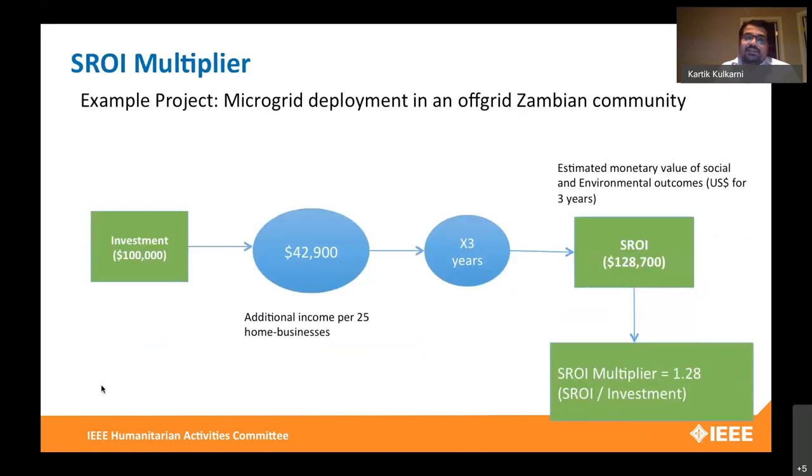If you assume that your project, which is a microgrid, can sustain for at least 3 years, then you can multiply this by 3 and say that you have created, because of this project, social returns of $128,700. So this ratio of 1.28, which is SROI divided by the investment, becomes apparent. Now, this is one very simplistic example of how you can quantify the impact that you have created because of a microgrid project.